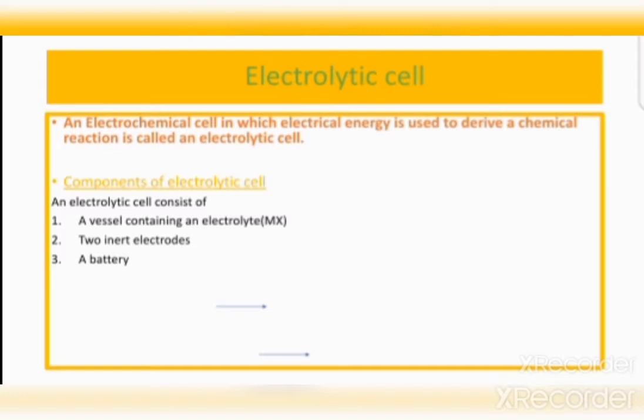When the circuit is complete, the electrons move from anode to cathode in the outer circuit. In the solution, cations move toward cathode and anions move toward anode. At anode, anions oxidize by losing electrons. At cathode, cations reduce by gaining electrons. This means oxidation occurs at anode and reduction at cathode.